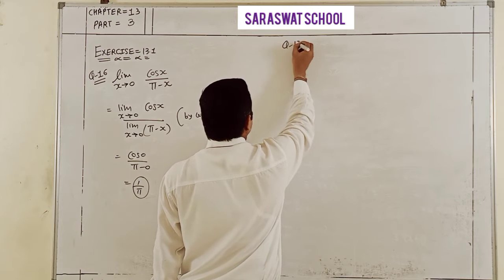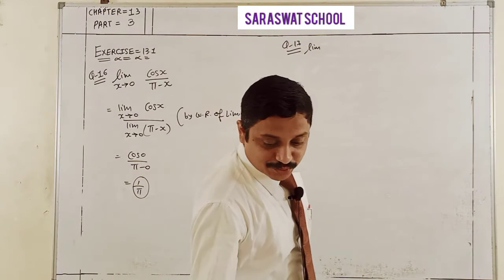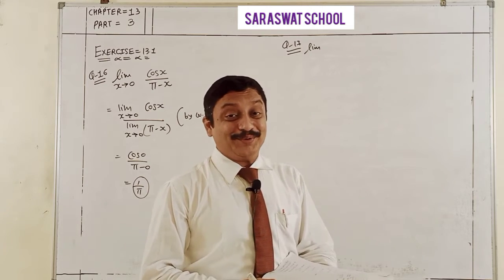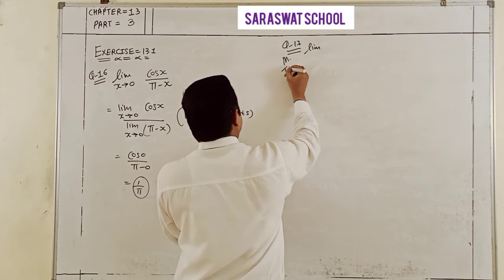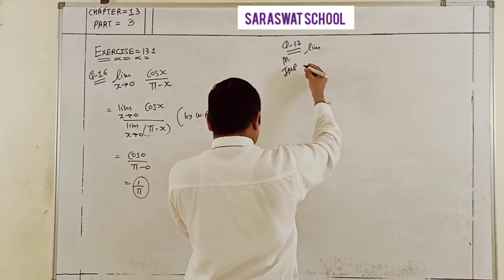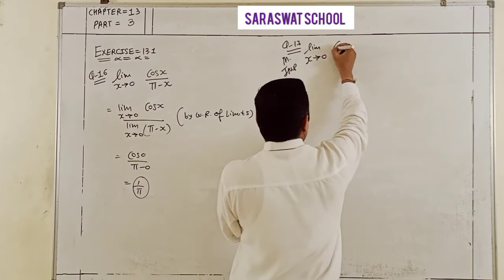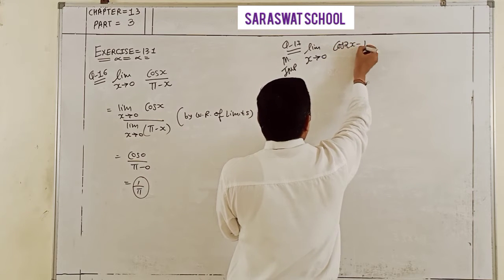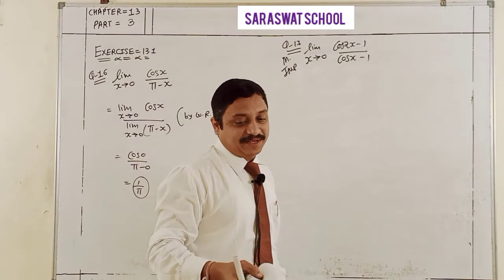Question 17. Students, question 17 is one of the most important questions for exam, so I just tick mark it in the most important parts. Limit x tends to 0, numerator cos 2x minus 1, denominator cos x minus 1.